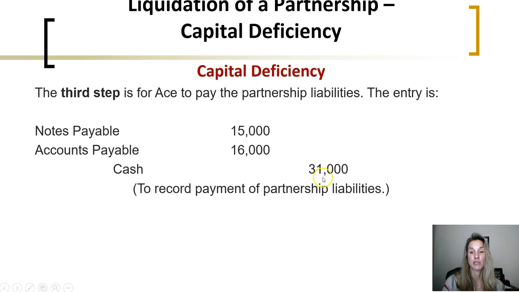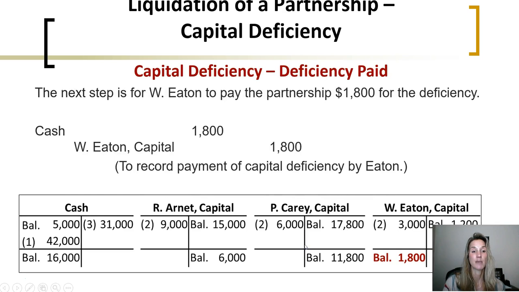The next step would be to pay off the debt of the partnership, debiting notes payable and accounts payable, just as we did before. What we end up with is a deficiency. Notice that when we get to the end of the period after the allocation of the loss, Eaton ends up with a deficiency of $1,800, a debit balance in the capital account.